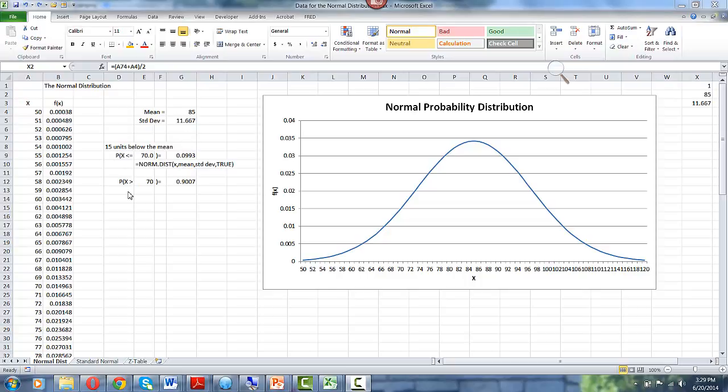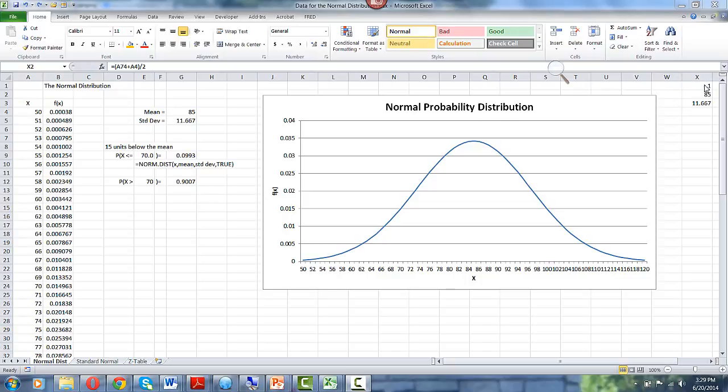I just want to point out here that obviously probabilities will change. So I'm looking at the probability that x is less than or equal to 15 units below the mean. So right now the mean is 85, so it'd be 70 in this case. So 0.0993. So that's with a standard deviation of 11.667. And I found that using this command here. And then greater than would just be 1 minus that command.